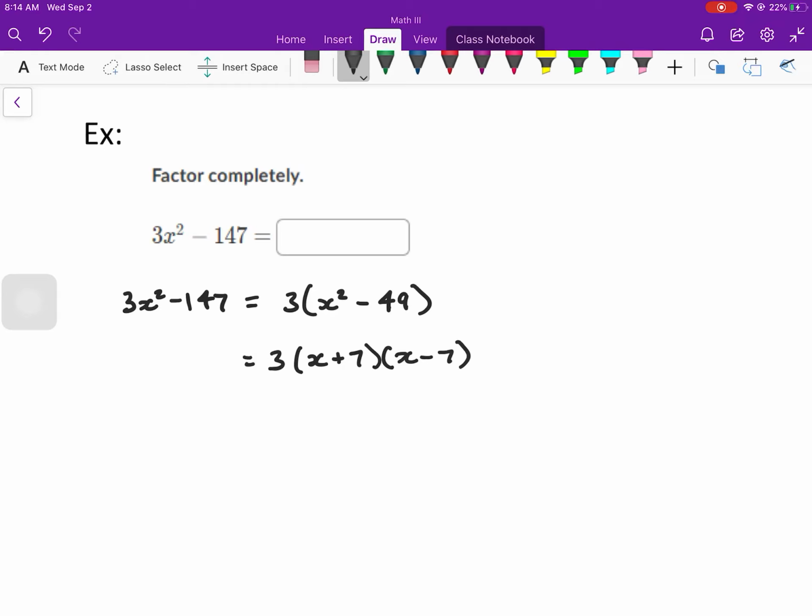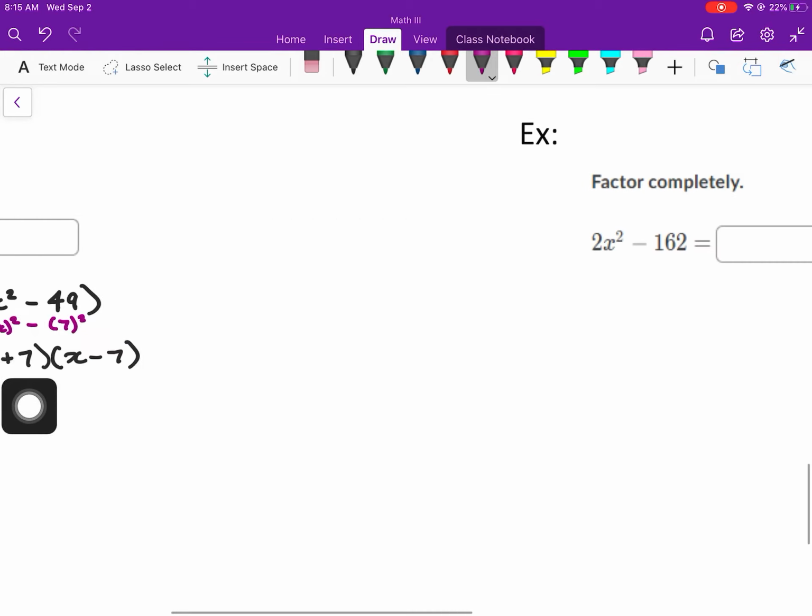And I should have gone over that in a little more detail, because remember that x squared, that's something squared there, and then this would be 7 squared, and you get that minus. So I'm rewriting this as x plus 7, x minus 7, using that form from earlier. So your answer would just have the 3 in the front. That's it. So same thing, just with the 3 out front.